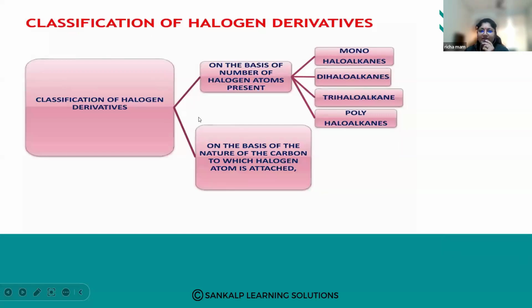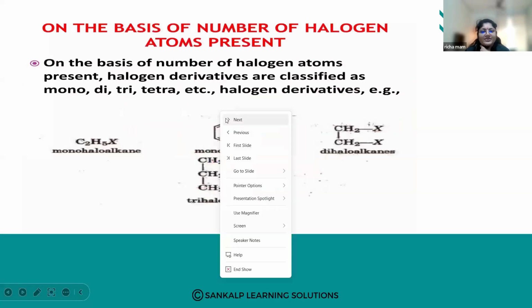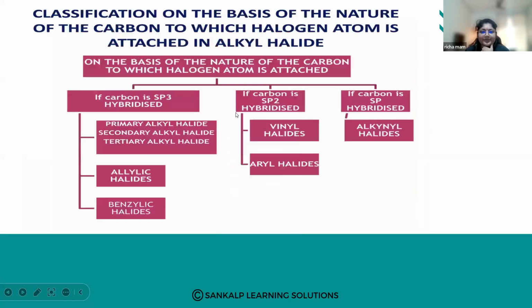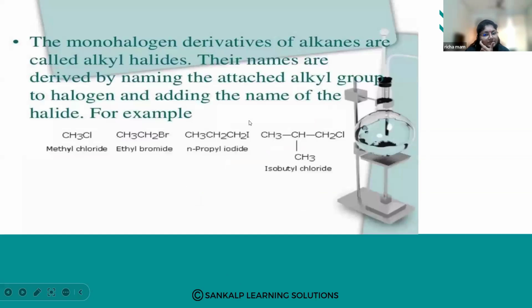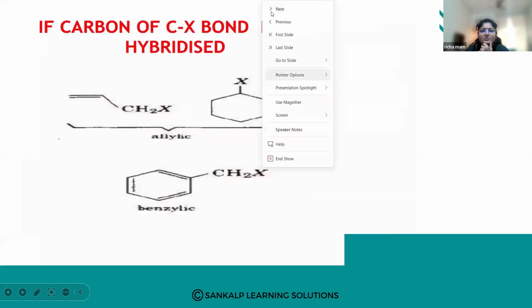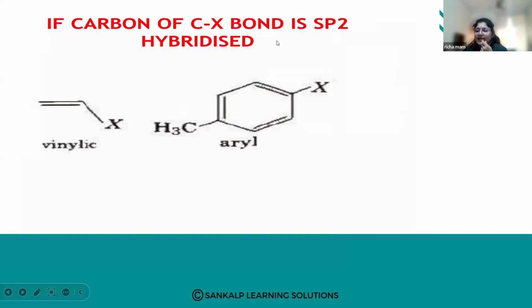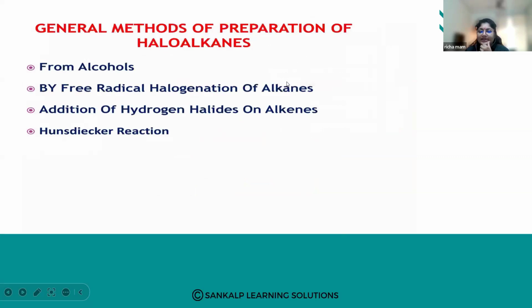Then we discussed the classification of the halogen derivatives, based on the number of halogen atoms present and the nature of the carbon to which the halogen is attached. These were the things we discussed with examples. So we have seen what allylic halides, vinylic halides, aryl halides and benzylic halides are. Then we discussed the general methods of preparation of haloalkanes.